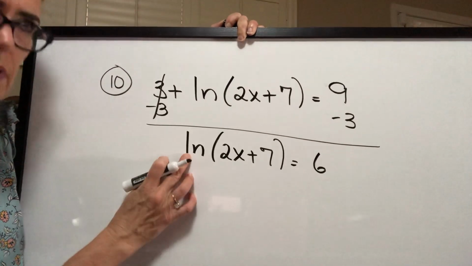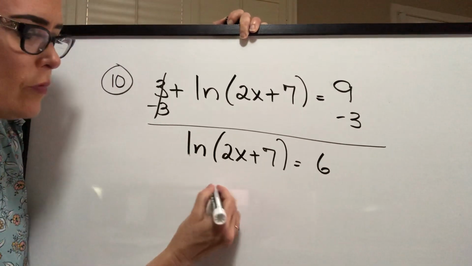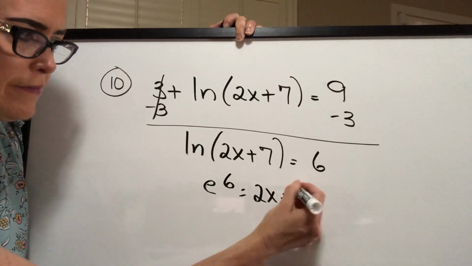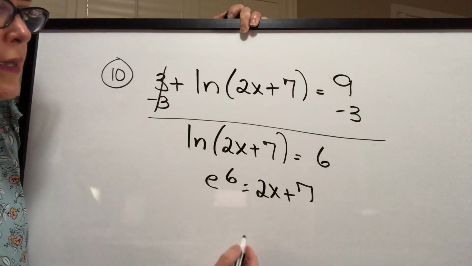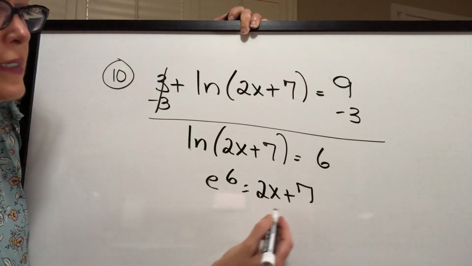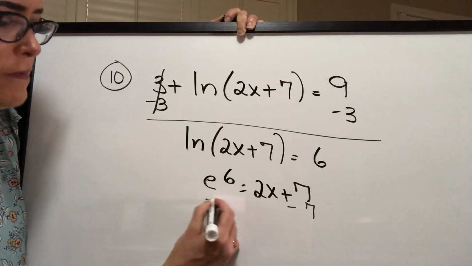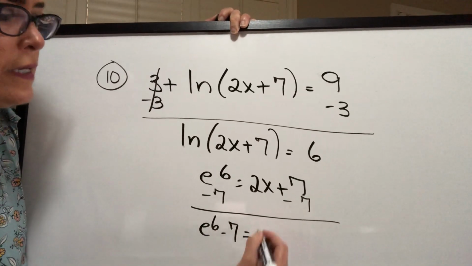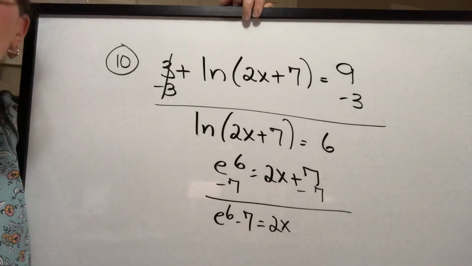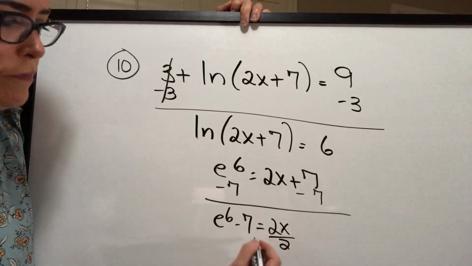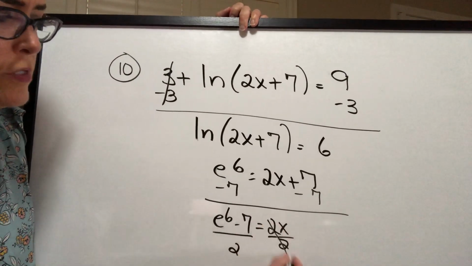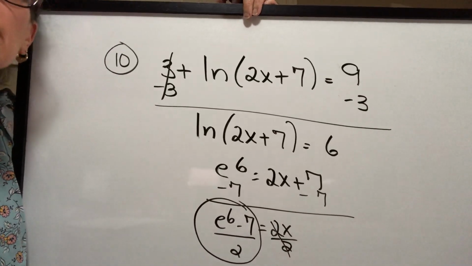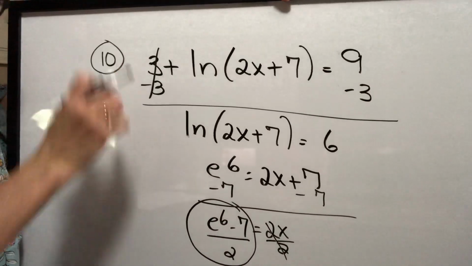So any natural log has a base of e, so it will be e raised to the 6th power equals 2x plus 7. And I got to do a couple things to isolate the x, so I'm going to first subtract 7. So that would be e to the 6 minus 7 equals 2x. And then I will have to divide by 2. So x will be whatever this is on your calculator, e to the 6th minus 7 divided by 2.